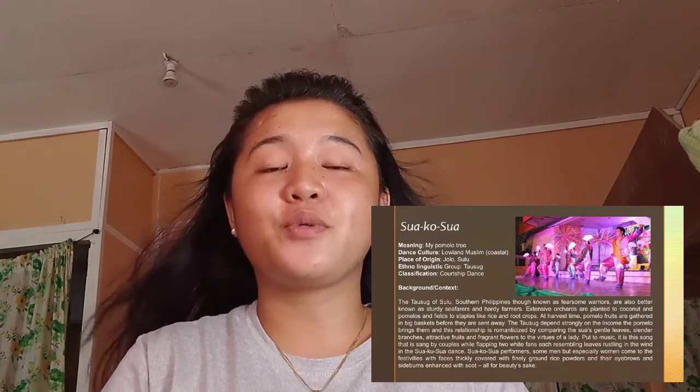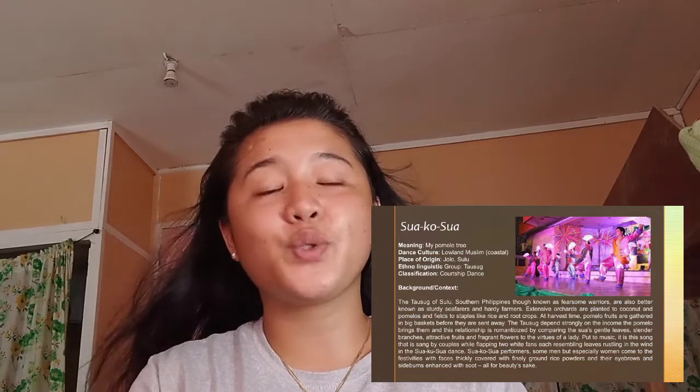And lastly is the Suwa Kusua. Suwa Kusua means may pomelo tree. Dance culture is a lowland Muslim from coastal. Place of origin is Sulu. The ethno-linguistic group is Tausog. Classification of the dance is a courtship dance. The background and context of Suwa Kusua.